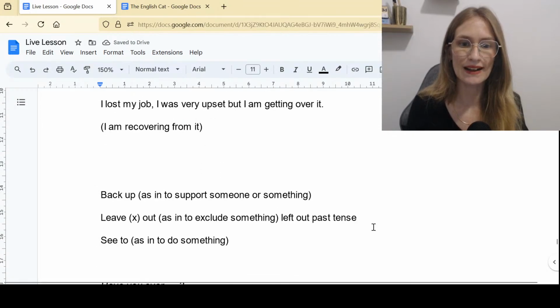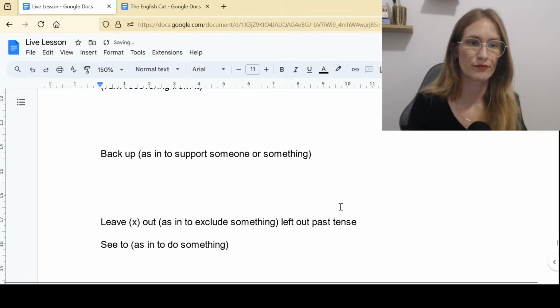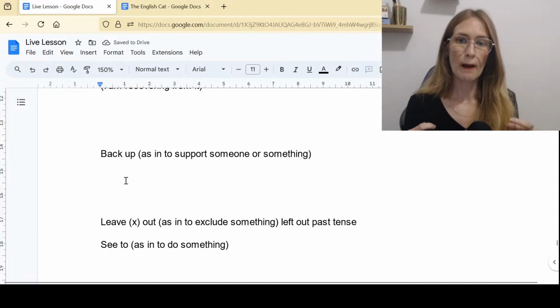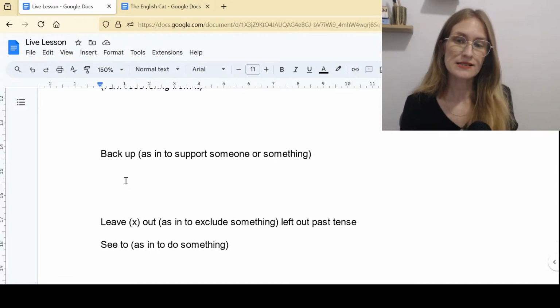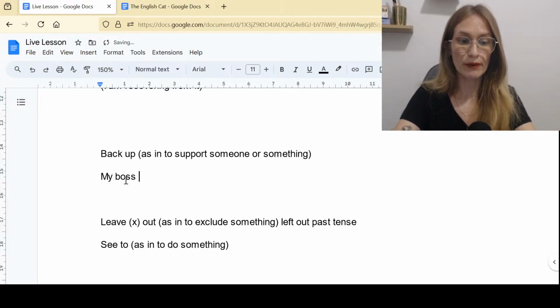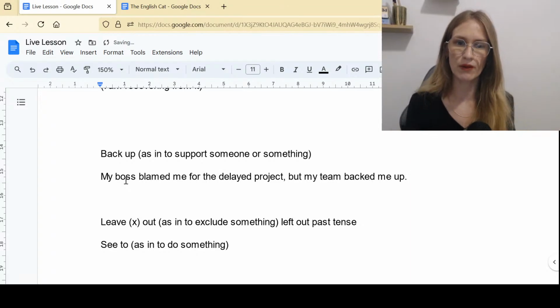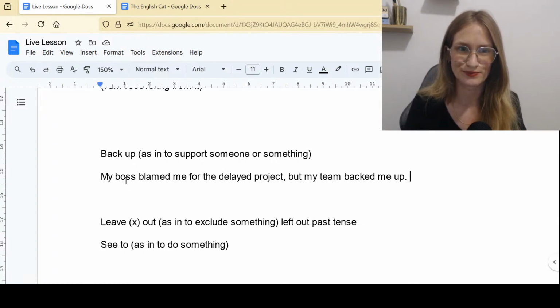Good. Okay, back up. Back up, as in to support someone or something. So if you back someone up or back something up, as it says in the brackets, is to support something, an idea, a thought, an opinion, a person. My boss blamed me for the delayed project, but my team backed me up. Past tense is backed me up, meaning my team supported me and said, you know, it wasn't my fault. It wasn't this person's fault.